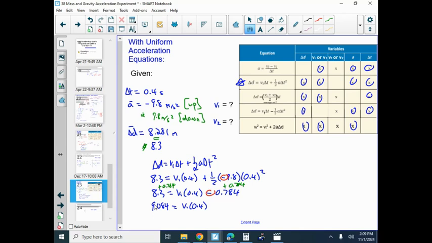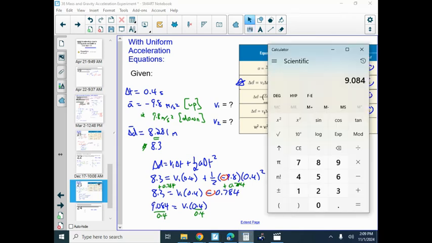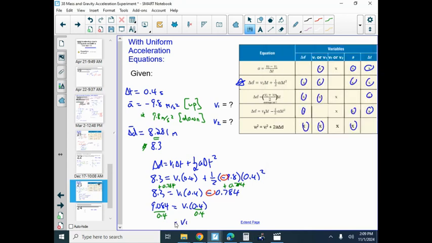And then dividing by 0.4. It's multiplying that thing by about 2. But dividing by 0.4 gives us 22.71. 22.71 meters per second.